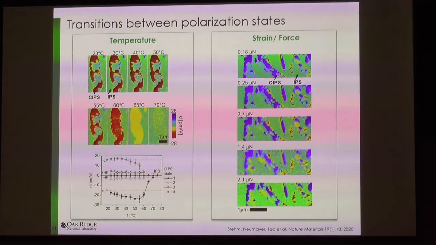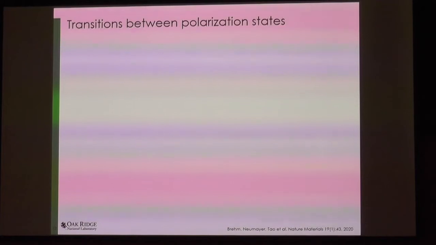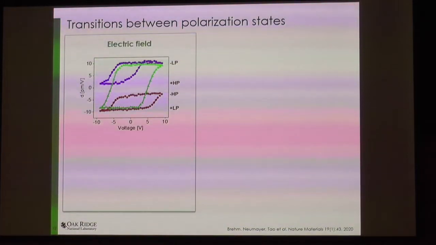But most importantly, for applications, we can also transition between polarization states. So let's have a look at those 3 hysteresis loops. By the way, they occur in different parts of the sample, and basically clusters of pixels show that type of behavior. For the green curve, that's the standard hysteresis loop.